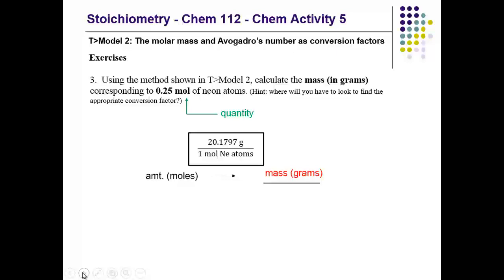When we do this calculation, 0.25 times the roughly 20 gives us 5 grams of neon gas. Again, this kind of makes sense. 1/4 mole of neon, and we end up with a mass that's roughly 1/4 of the molar mass. So here were 3 examples, exercises to practice this idea of a one-step conversion.